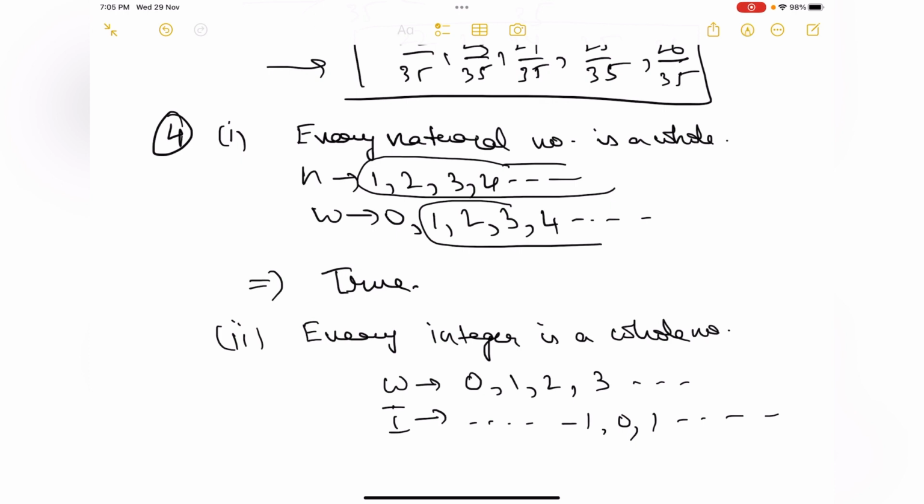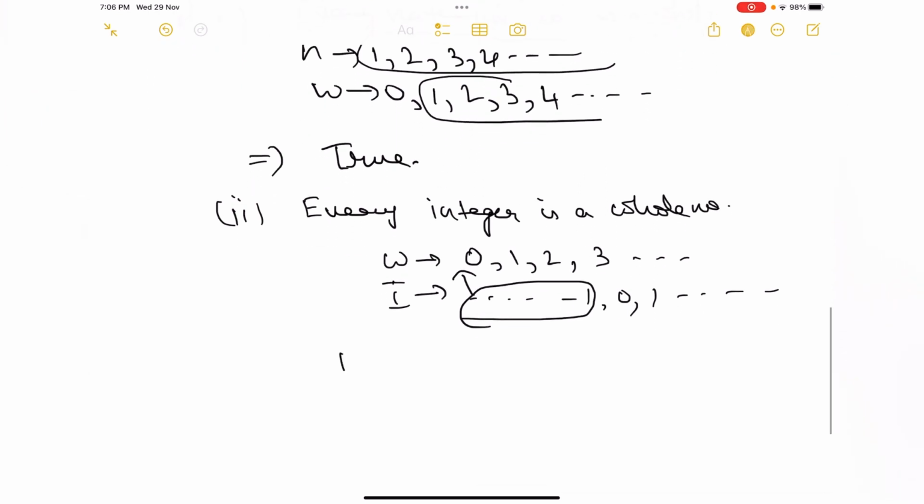This implies that all integers are not whole numbers, because the negative numbers that we have here are not there in the set of whole numbers, right? All whole numbers are integers, but all integers are not whole numbers. So this is how we prove this. Therefore, this is a false statement, right?